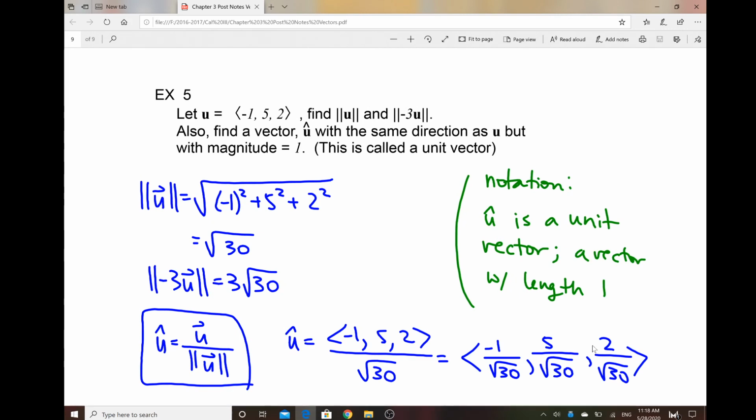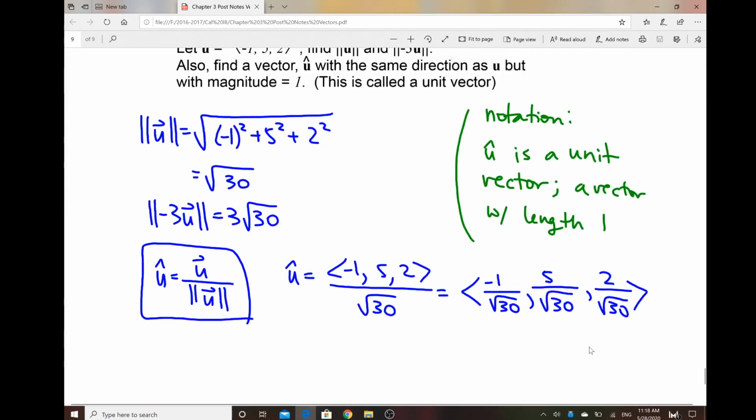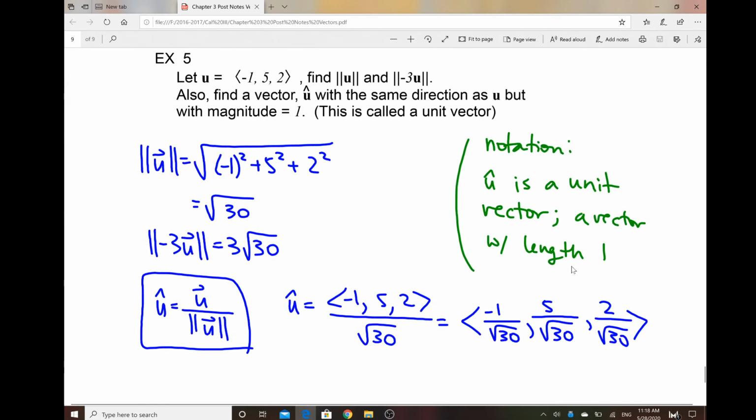So now let's look at the other example we have right here. Let vector u equal -1, 5, 2. As you can see, that is three components, x, y, z. Find the magnitude of u and the magnitude of -3 times u. Also find a vector in the same direction as u but with magnitude equal to 1. This is called a unit vector if the magnitude is 1. So how do we define the unit vector? We're going to find that out later, but let's define the magnitude of u first.